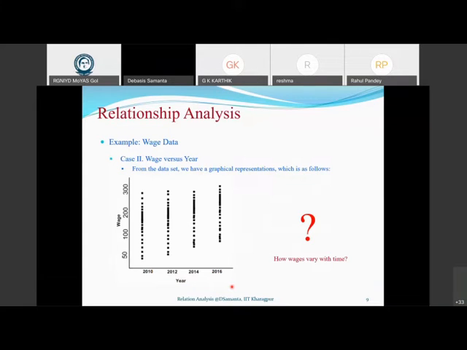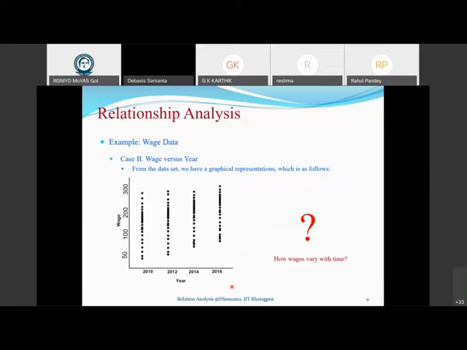Now the second example: from the given data set, how salary varies with the different years. Here I have plotted 4 years of data and drawn the salary. In 2010, how is the salary varying? There is a minimum salary, there is a maximum salary. In 2012 also. So minimum and maximum can be inferred easily, but can we infer whether the salary varies with time? Apparently it appears that yes, salary varies with time, but how is it varying?